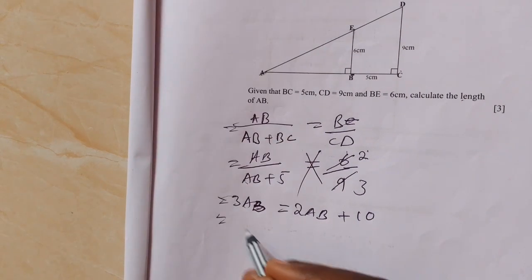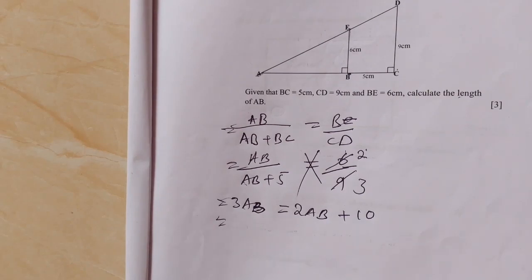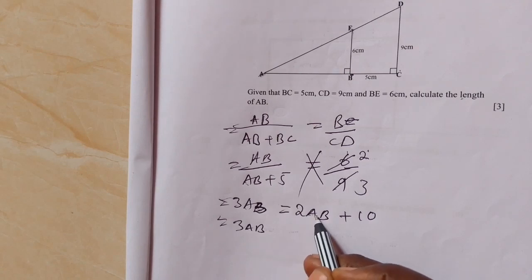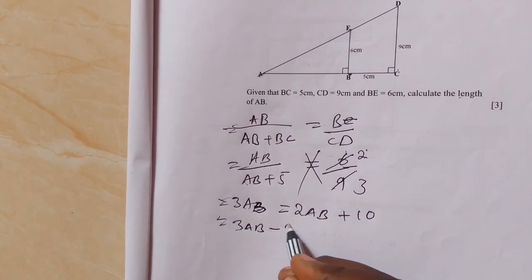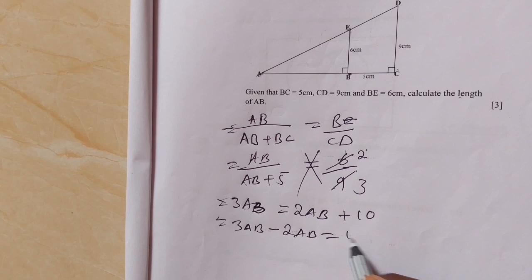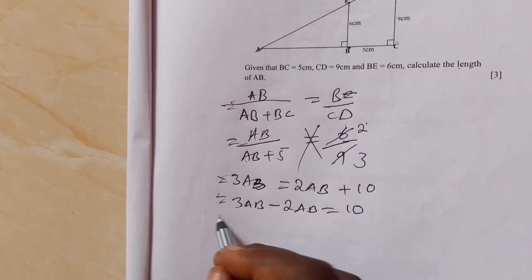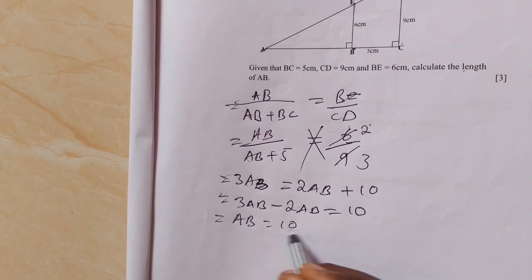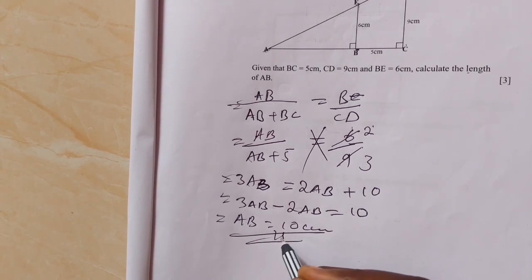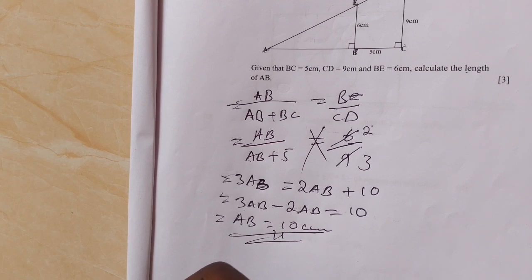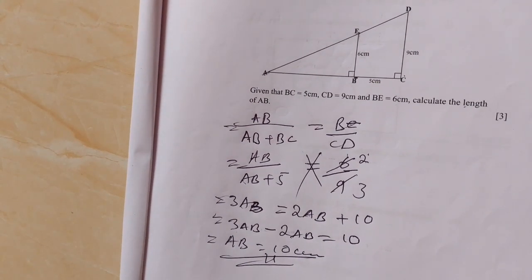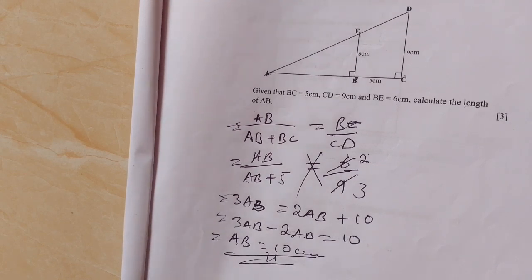From here, you just need to get the like terms. So 3AB, when this 2AB goes this side, it becomes negative 2AB is equal to 10. Alright, so 3AB minus 2AB, the answer is AB, which is 10 centimeters, and that is your answer. So this question is also very simple. You just need to identify the corresponding sides.